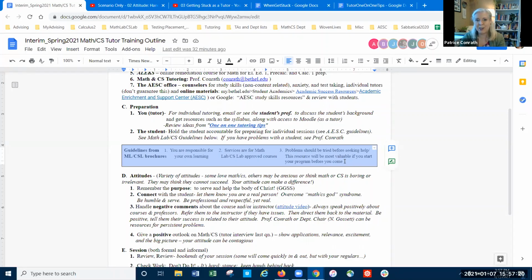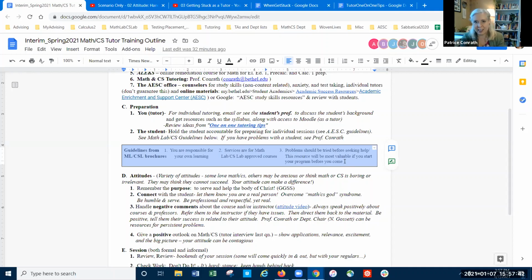You are responsible for your own learning. I like to remind tutors of that. I think you guys are all usually very conscientious students, so sometimes you almost take it upon yourself, like their success is your responsibility. That's not true. Their success is their responsibility. So sometimes you just need to remind yourself of that.